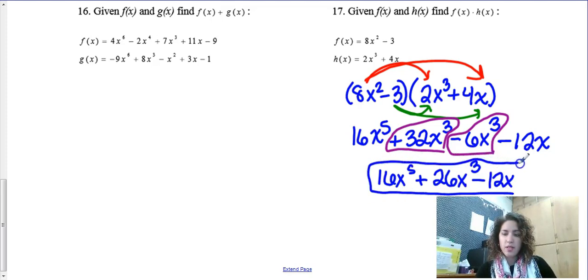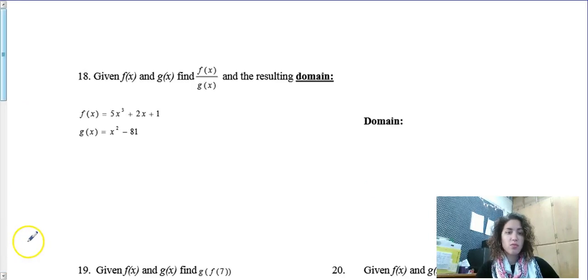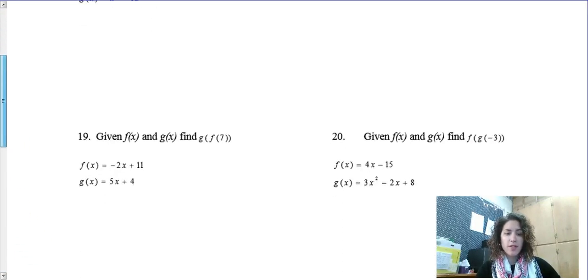So just to stress the point, when we've got multiplication, the key is that we use a double set of parentheses, set around each function, and then correctly use our arrows. Very good. Moving on to number 19.